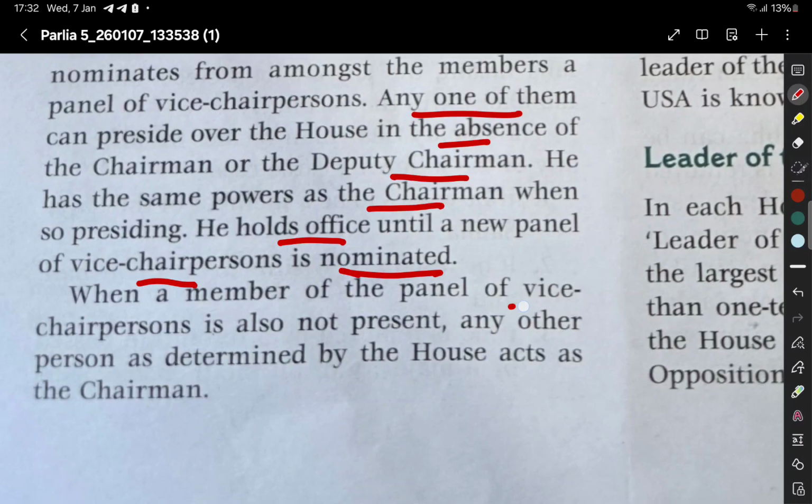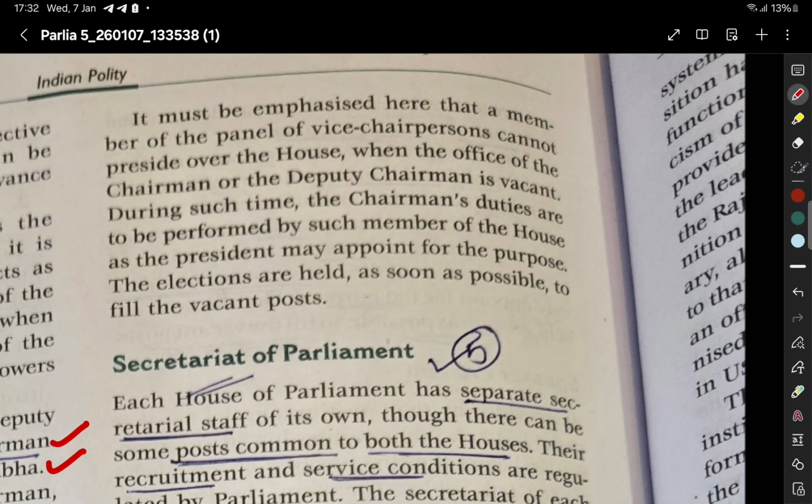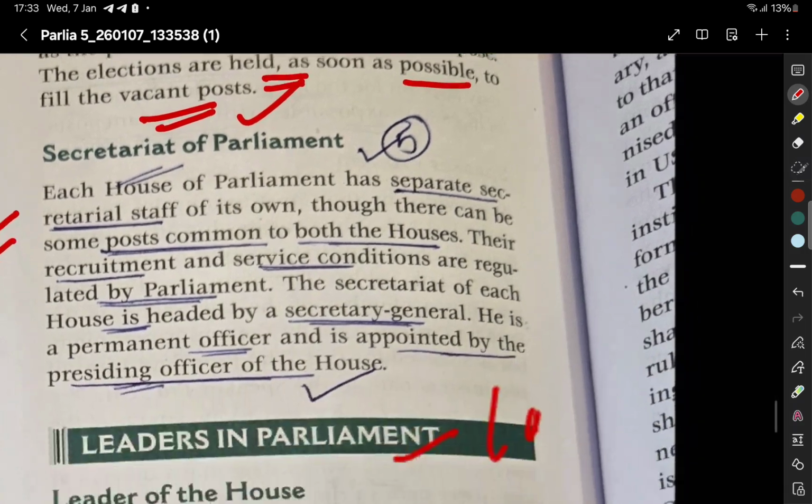When the member of the panel of Vice-Chairpersons is also not present, any other person, as determined by the House, acts as the Chairman. It must be emphasized here that a member of the panel of Vice-Chairpersons cannot preside over the House when the office of the Chairman or the Deputy Chairman is vacant. During such time, the Chairman's duties are to be performed by such member of the House as the President may appoint for the purpose. Elections are held as soon as possible to fill the vacant post.